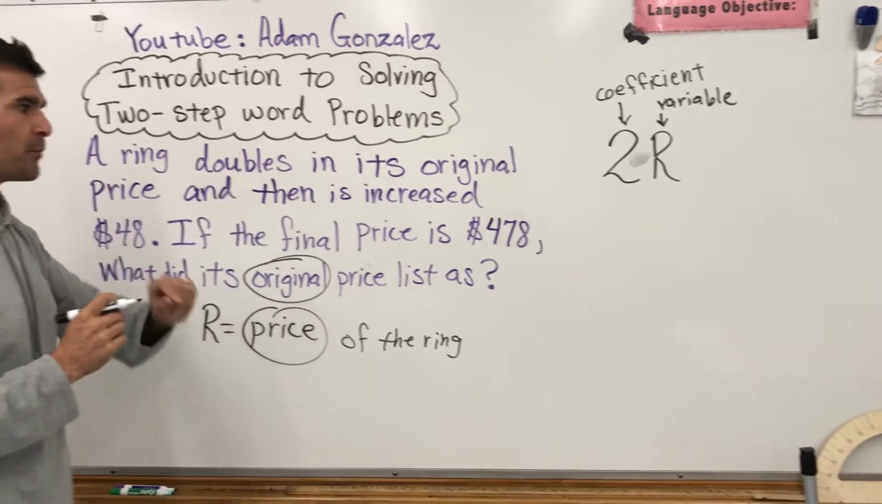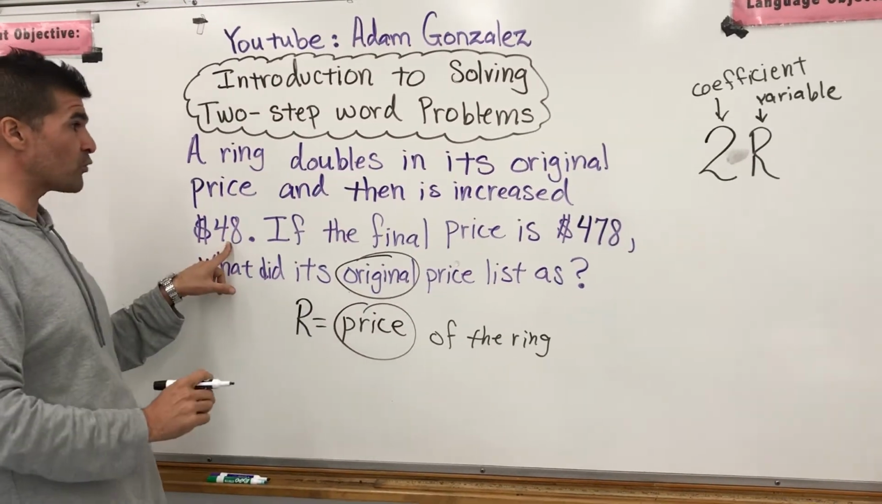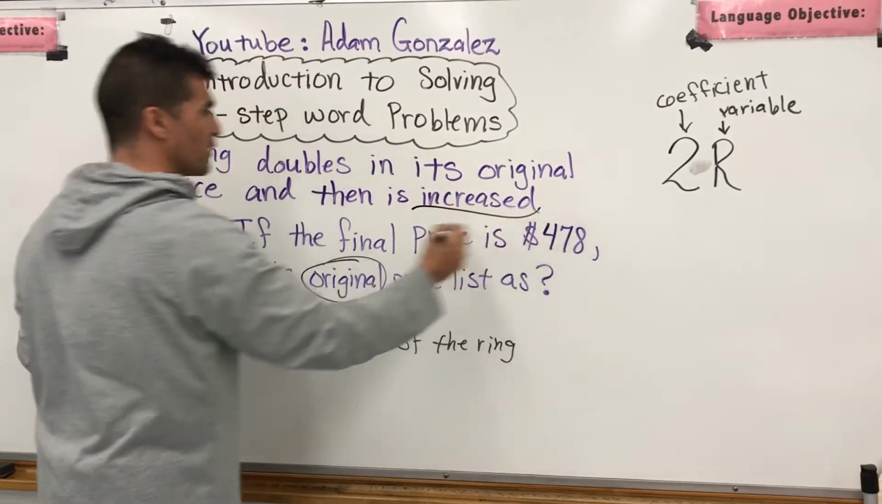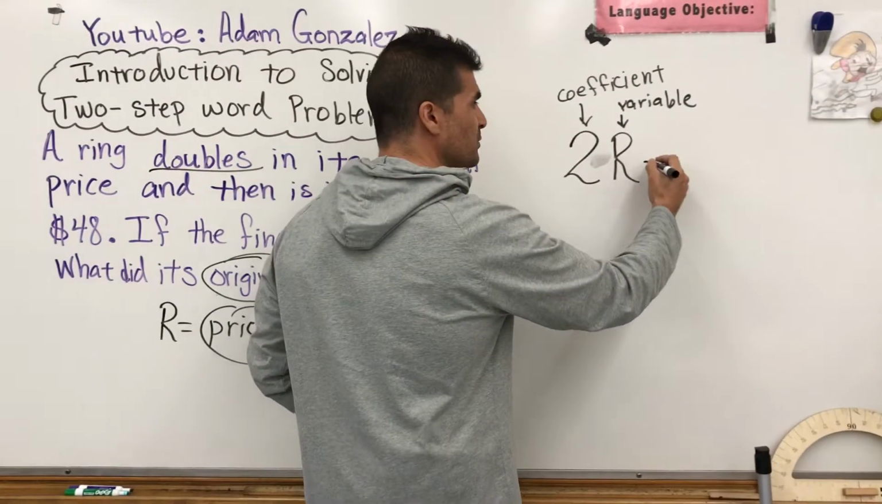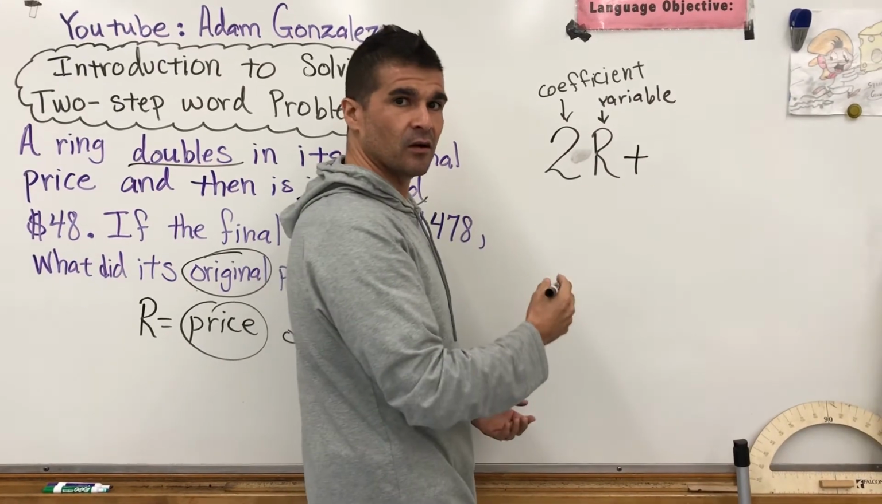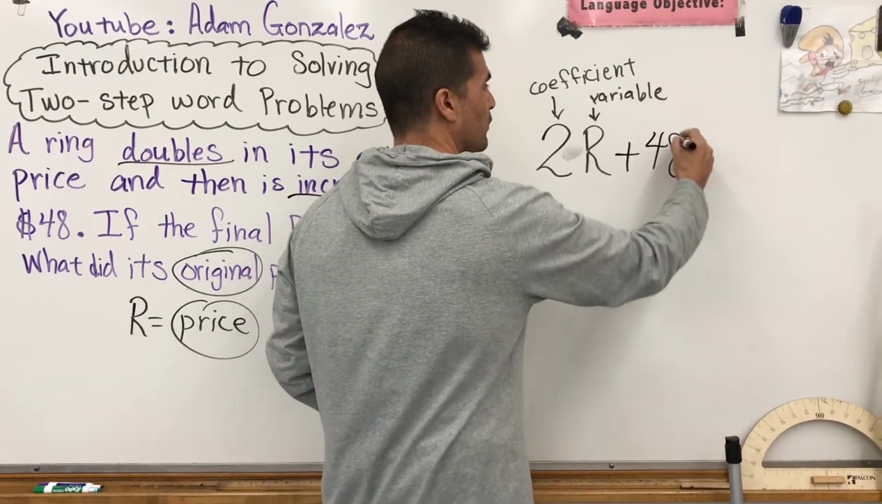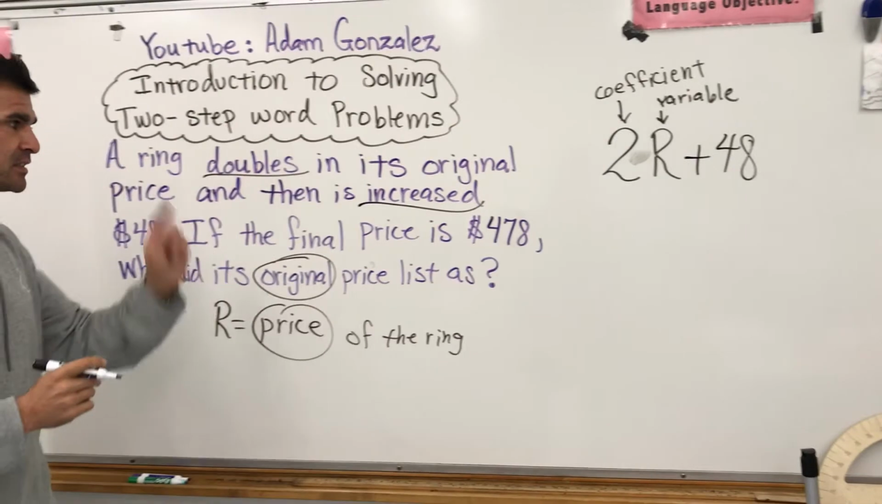Now, after you double this price, then you have to increase it. These are key words that you need to understand. So this is going to be an increase. Well, increase means to add. So we're going to add $48 to this. And this is a price of $478.